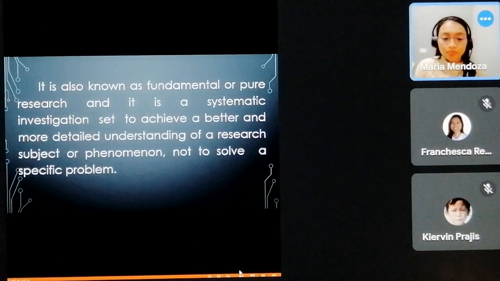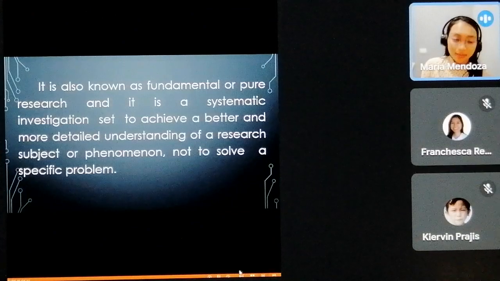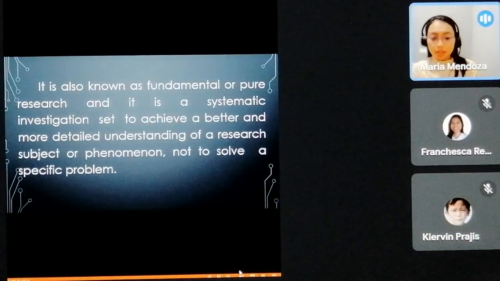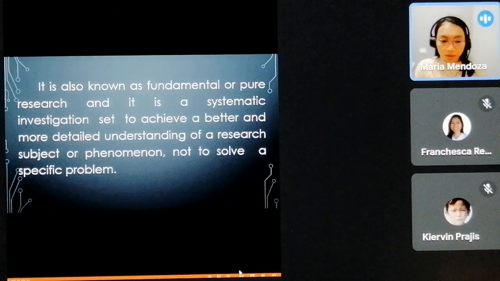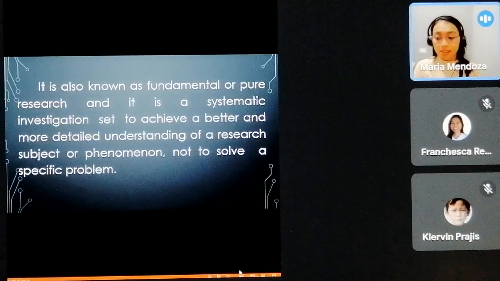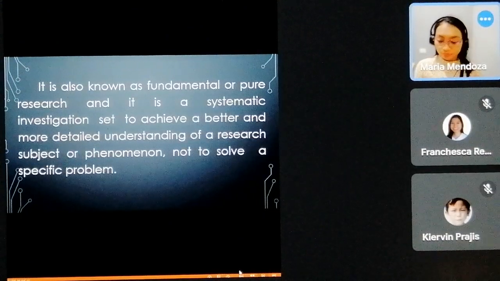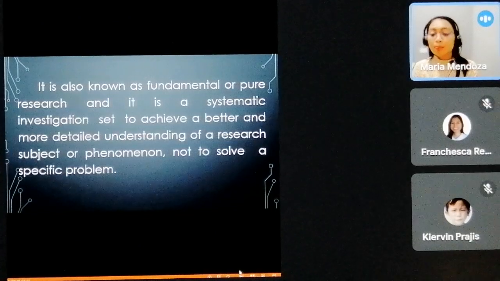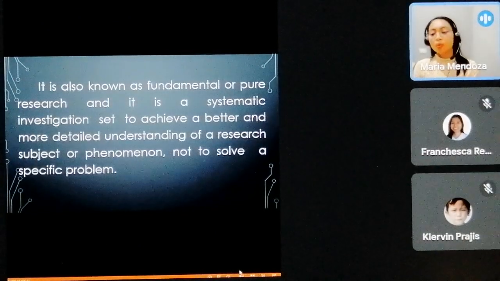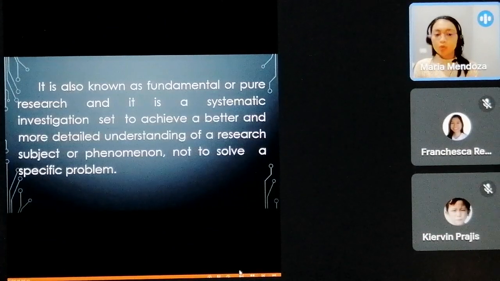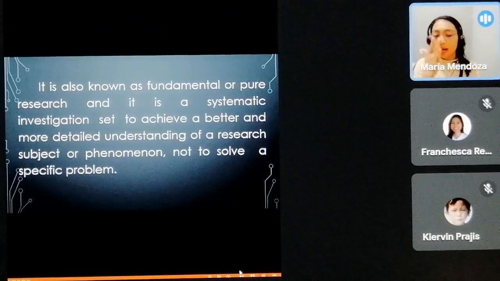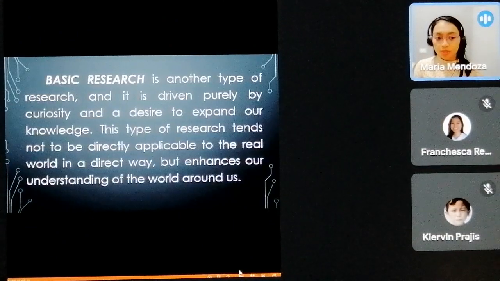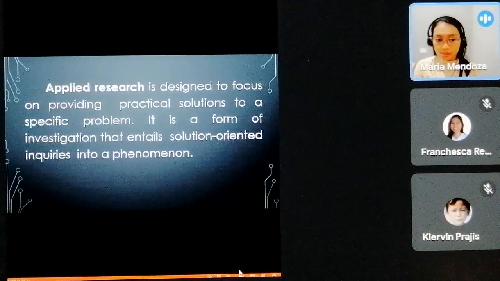It is systematic and aims to achieve a better and more detailed understanding of a research subject or phenomenon, and it is not intended to solve a specific problem. Okay? So sa basic research, talagang pure research lamang. You are just going to look for the findings, look for the problem, what are the things that are needed to be considered, and of course, tabulating the results, looking for the results based on what your respondents give.